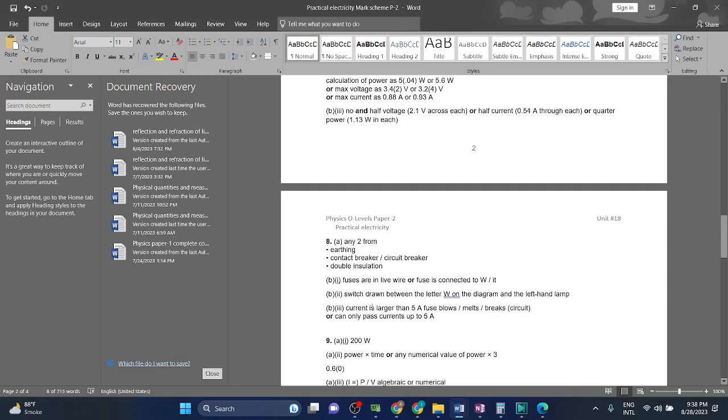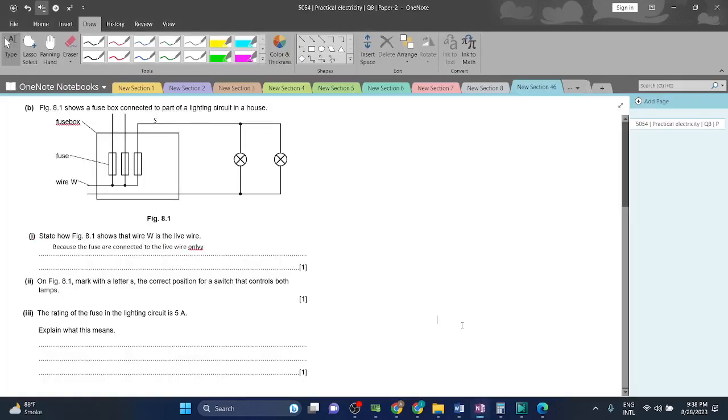So current is larger than 5 ampere. A fuse blows, melts, breaks circuit. It can only pass current up to 5 amperes. And when the fuse blows, it will isolate the circuit. So there will be no more power going into the circuit.